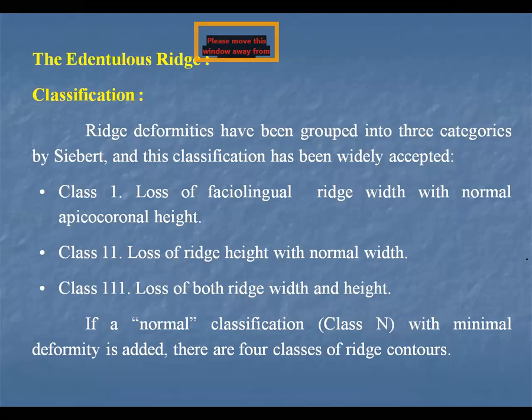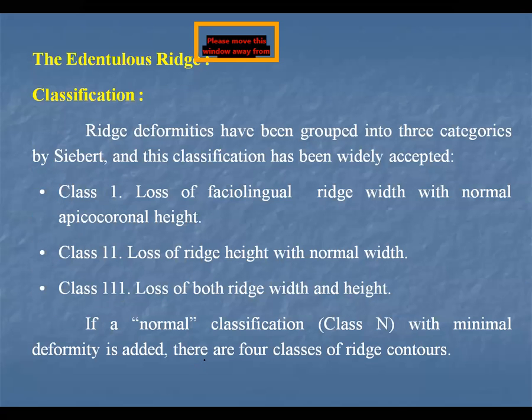We have a very famous classification given by Seibert. Seibert has given this classification depending upon the deformity of the ridge. We classify these categories into class 1, class 2, and class 3. And there is another class, which is normal, when we have the ideal kind of ridge present, facio-lingually and mesiodistally.